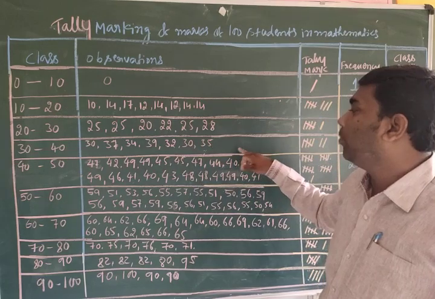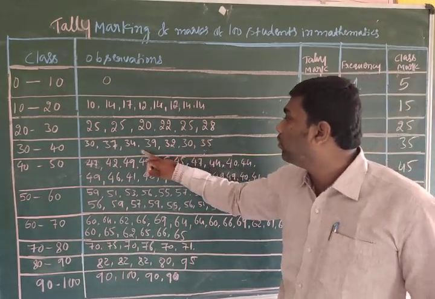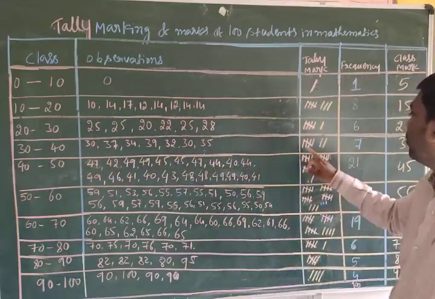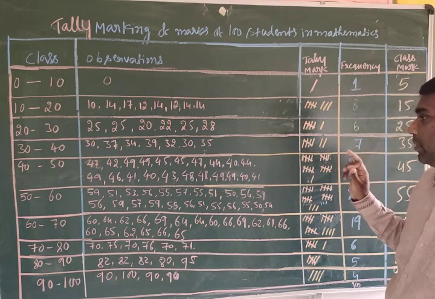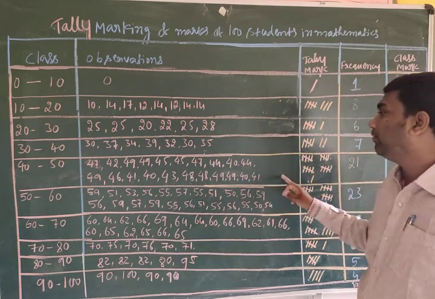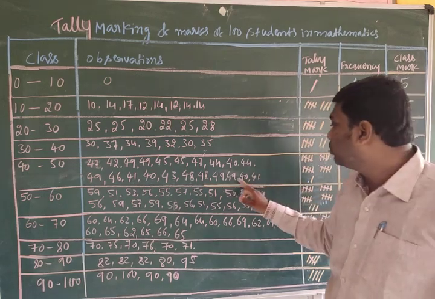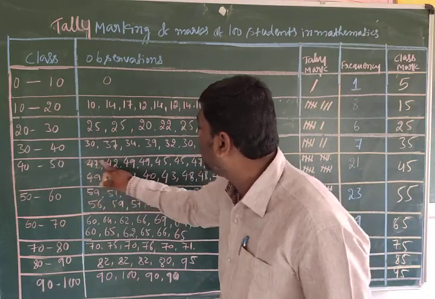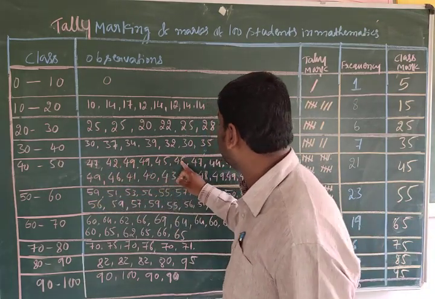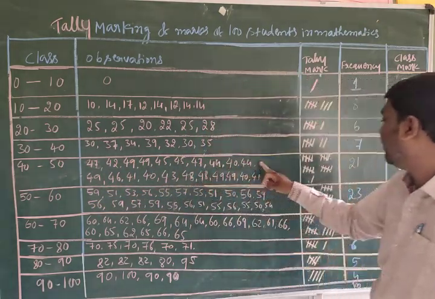30 to 39. How many I got? 1, 2, 3, 4, 5, 6, 7. Okay. Here 40 to 50. How many I got? 1, 2, 3, 4, 5, 6, 7, 8, 9, 10, 11, 12, 13, 14, 15, 16, 17, 18, 19, 20, 21.